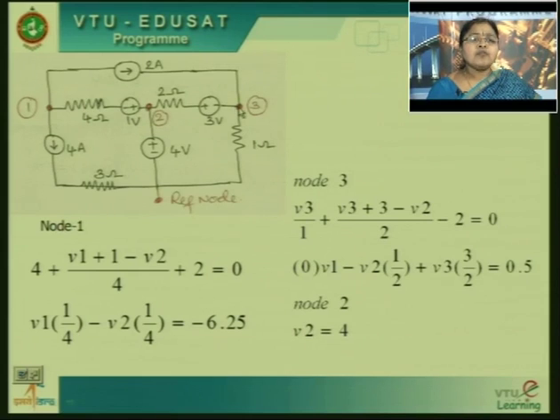Next is the current flowing from node 3 to node 2 through this branch. Here also we have a voltage source. See the polarity. The negative of this 3 volt source is connected to node 3.